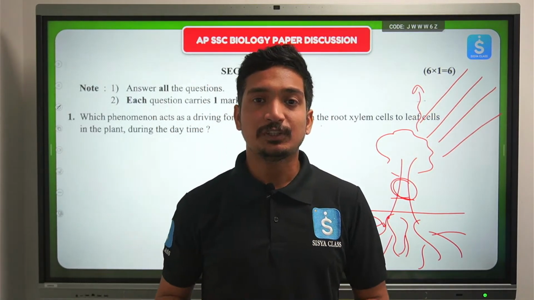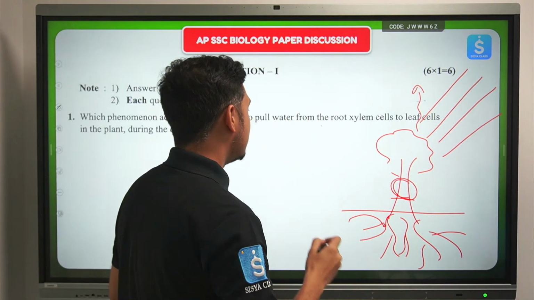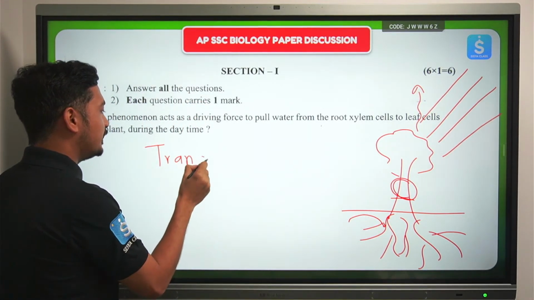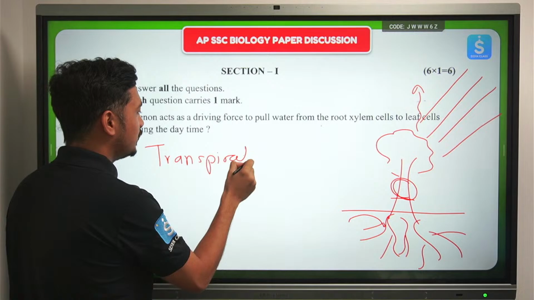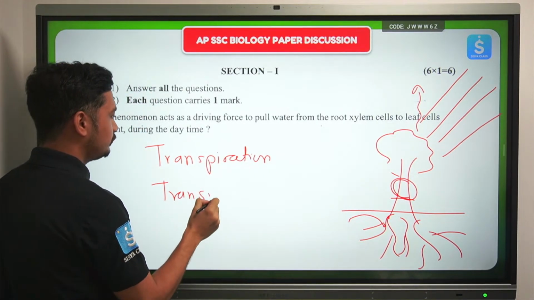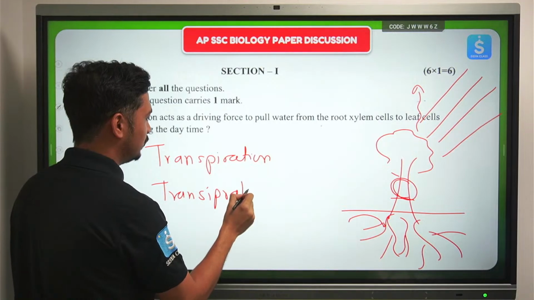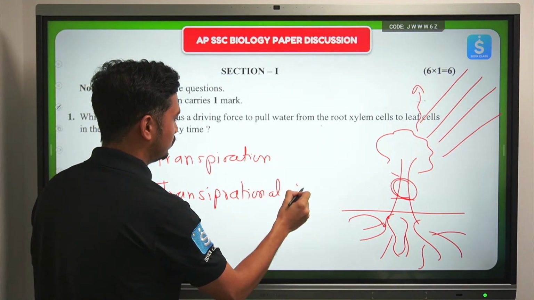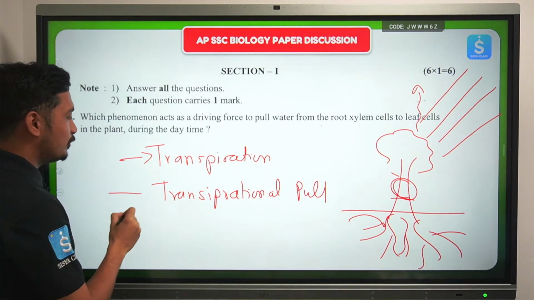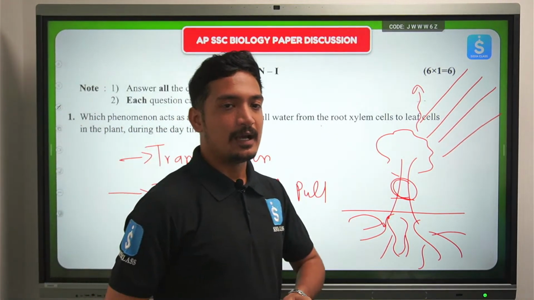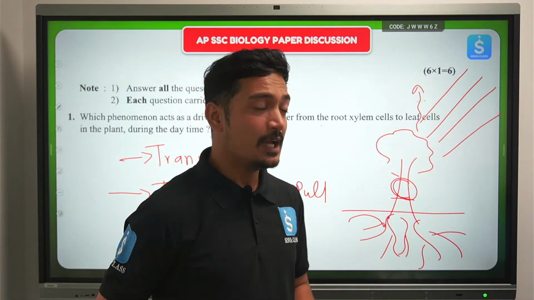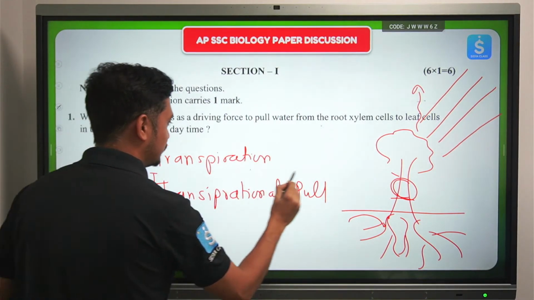Now this evaporation of water is actually called transpiration. Okay, right, this is called transpiration, and the force that we call it is transpirational pull. Okay, the process is called transpiration, and the force which is being applied because of this process is called transpirational pull. Okay, so the correct answer is transpirational pull.